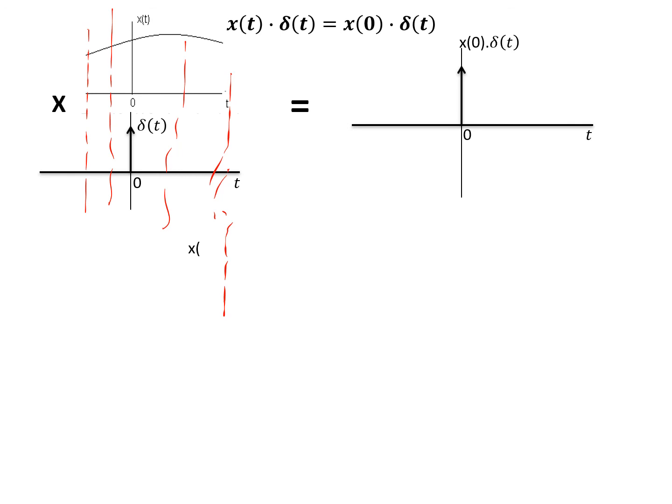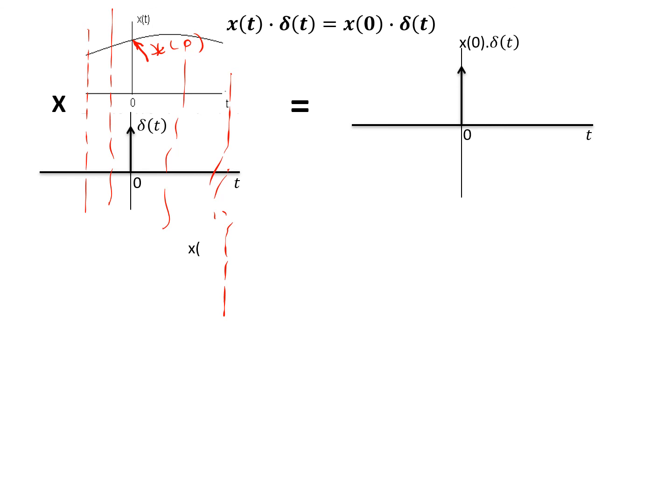So this value is nothing but, I will write it as x at 0, correct? So only this x at 0 into delta t will result. So what I get is this. If I multiply these two signals, I get x at 0 into delta t, because everywhere else except at t equal to 0, the signal value is 0. I mean delta t is 0. So this is how I get it.